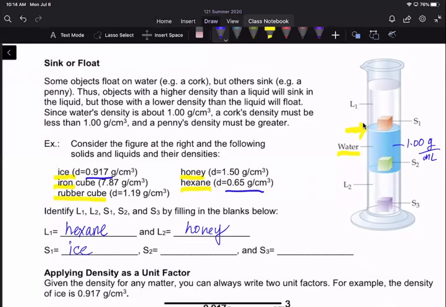Now for solid 2, we're looking for a density between 1.00 and 1.50. So that must be the rubber cube. Finally, we'll look at the one that sinks. It has the highest density here, and that will be the iron cube with 7.87 density.